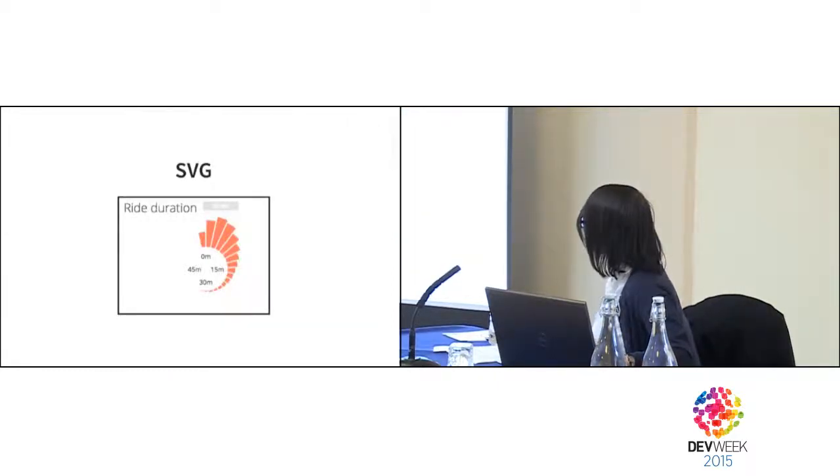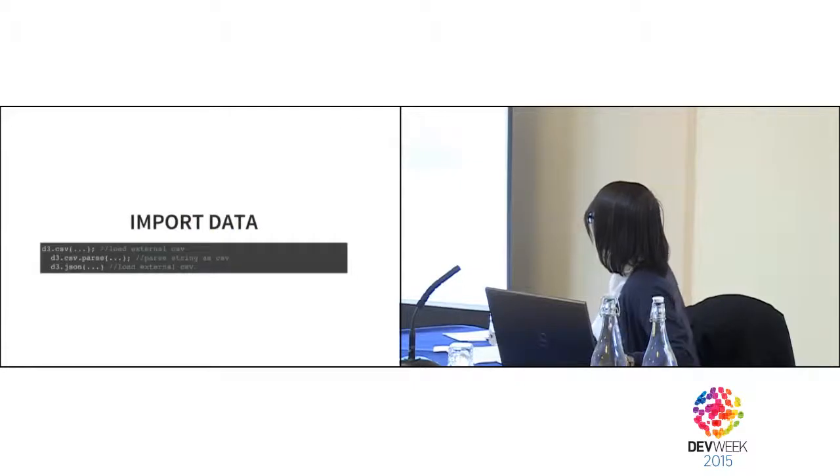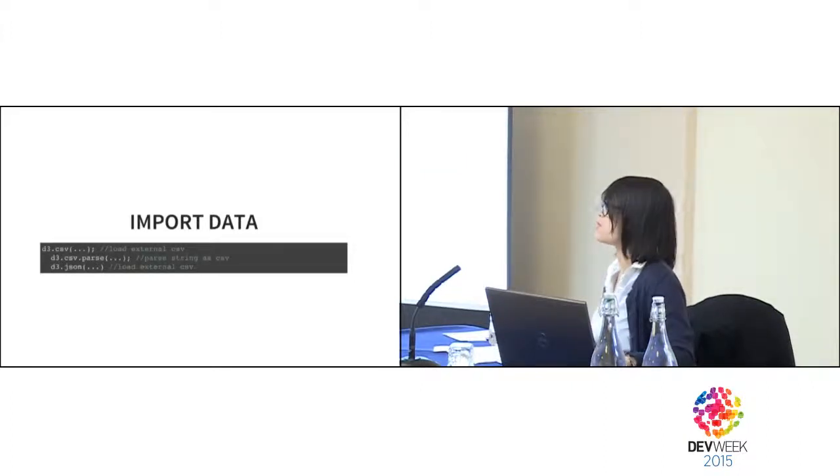Uses SVG, so this is from the City Bike Explorer. This is the source code that's generated by D3. As I said, you can import data from a number of spreadsheet file formats: CSV, JSON, a file format called TSV, plain text files.